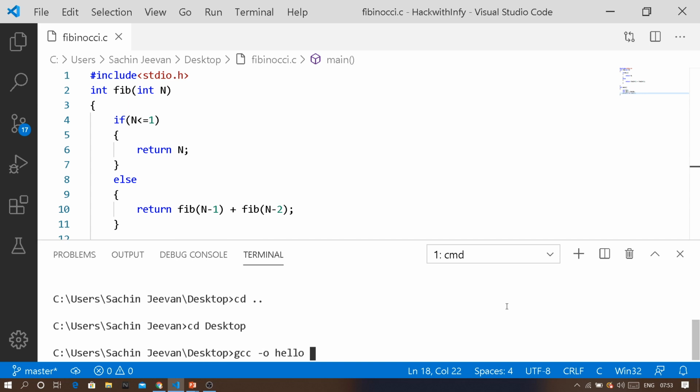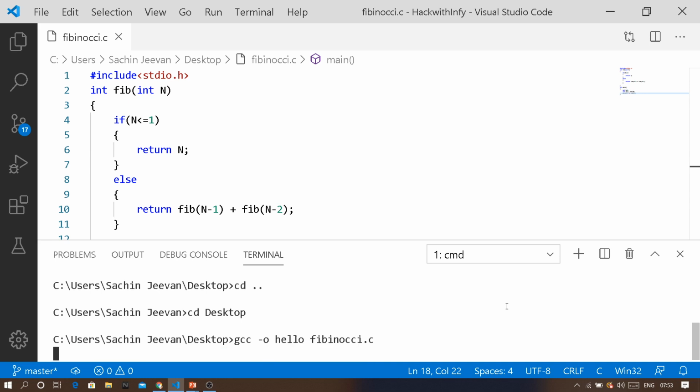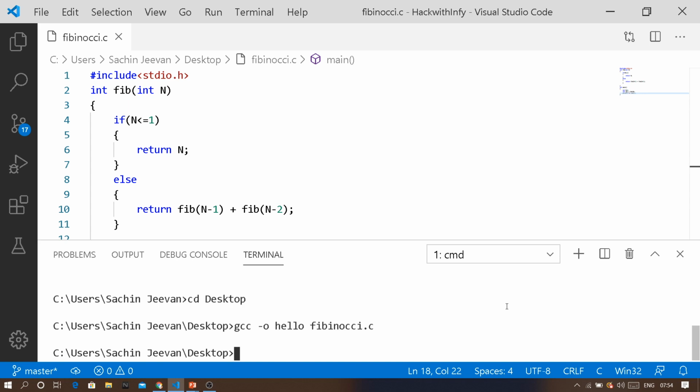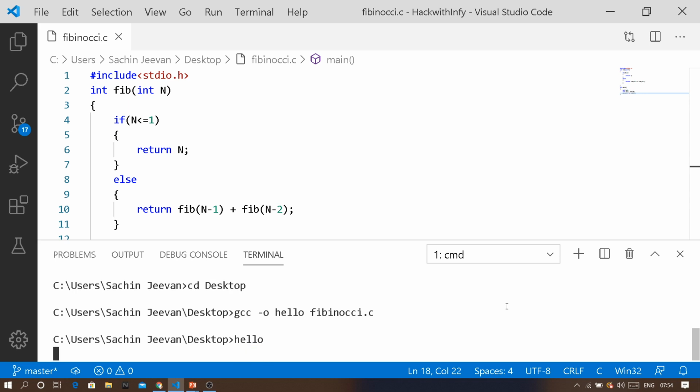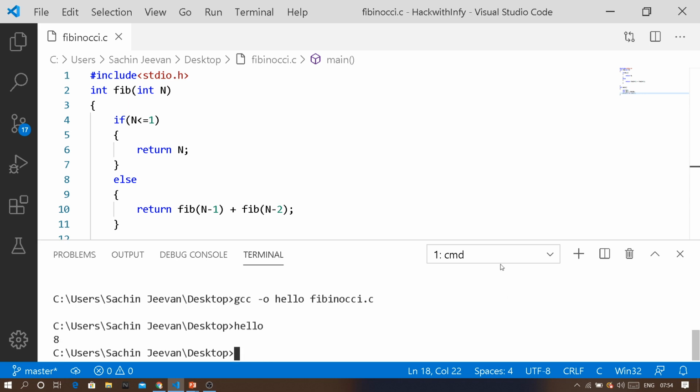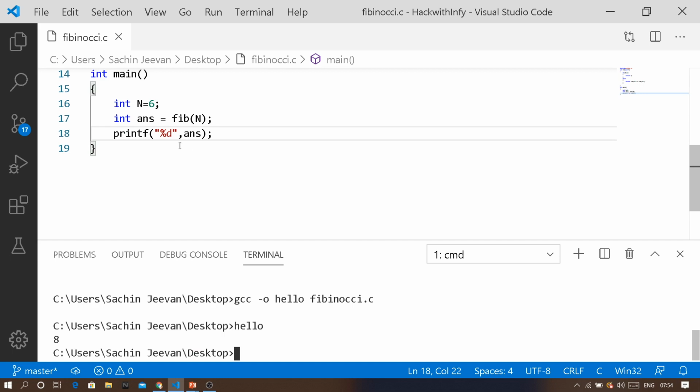So I'm just going for the compilation process, Fibonacci.c. Is there any compilation error? No compilation error, so we'll be going for execution. For the input of 6, it is giving us the answer 8. So the sixth Fibonacci number is 8.